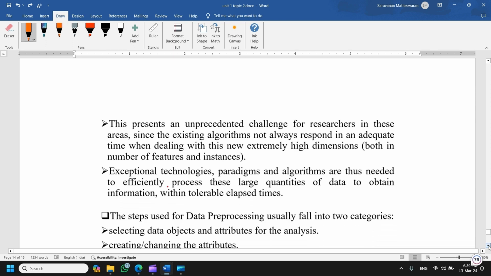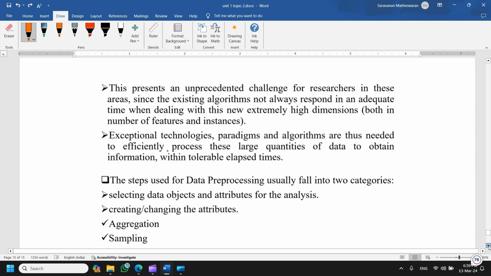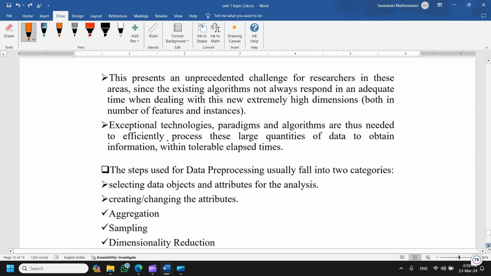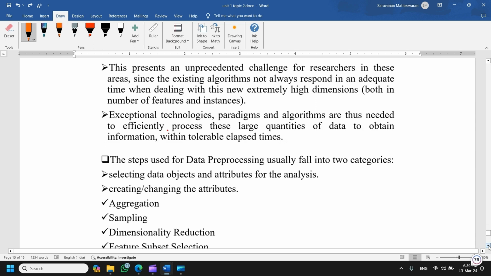This is a present challenge in this research area. Existing algorithms we apply may not respond in adequate time with extremely high dimensions. Exponential technologies and new paradigm architectures are needed to efficiently process the large quantity of data obtained, within tolerable elapsed time. The test step is used to measure data processing.